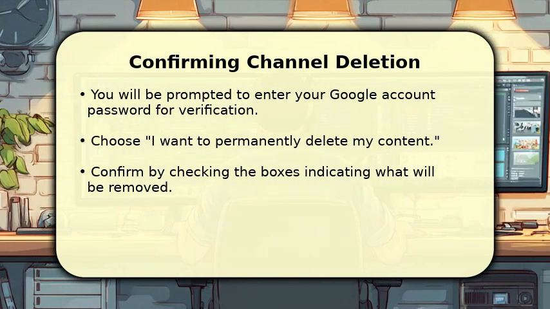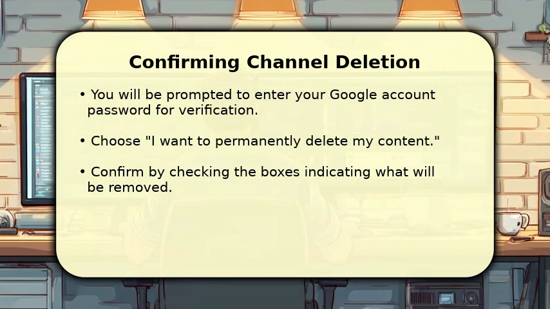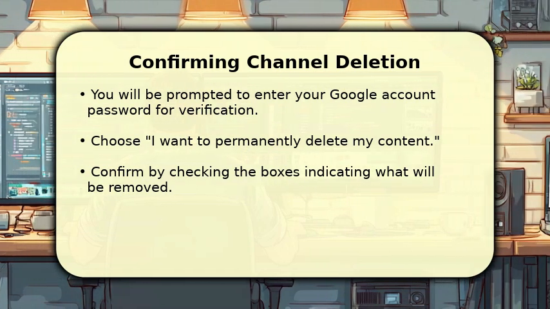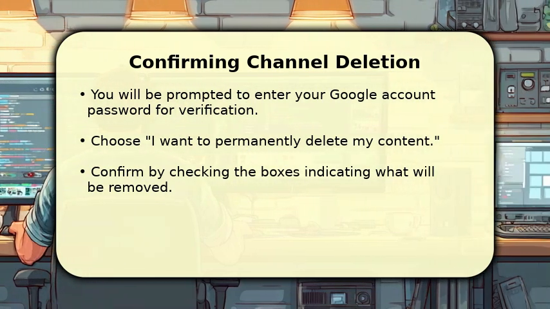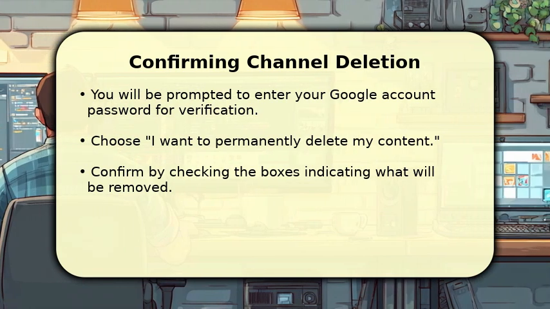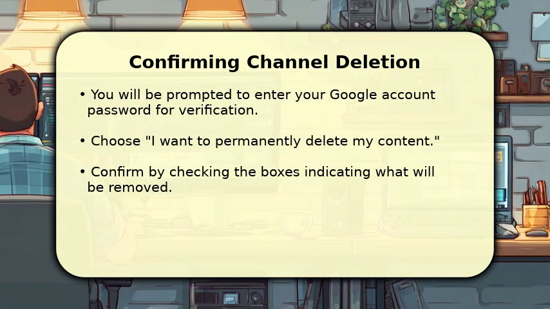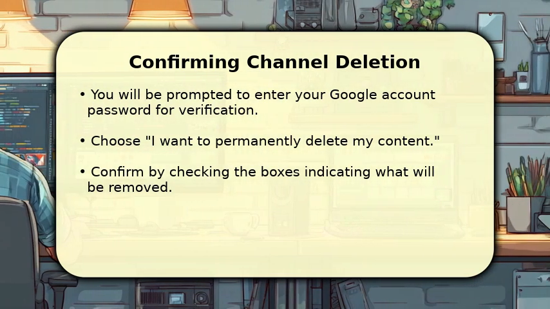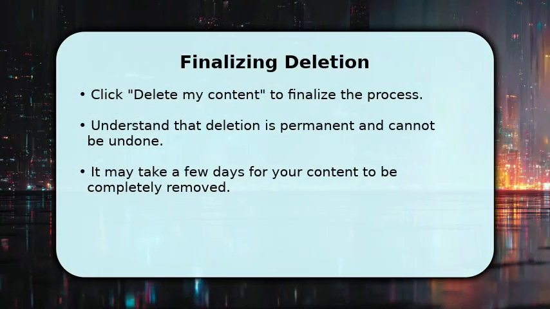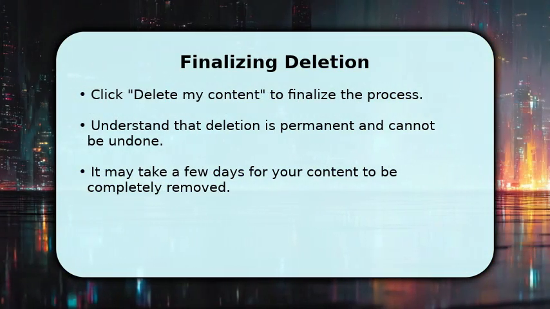Next, you will see two options. Select I want to permanently delete my content. Carefully review the information, checking the boxes that confirm you understand what content, including videos and comments, will be removed forever. Finally, click the Delete My Content button to complete the process.